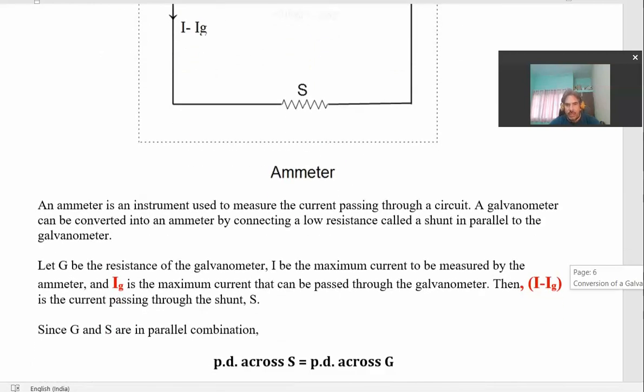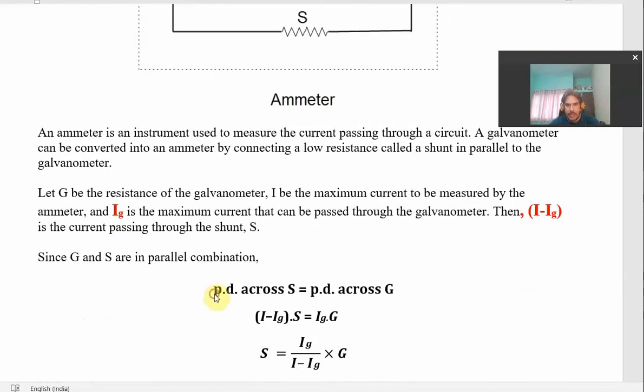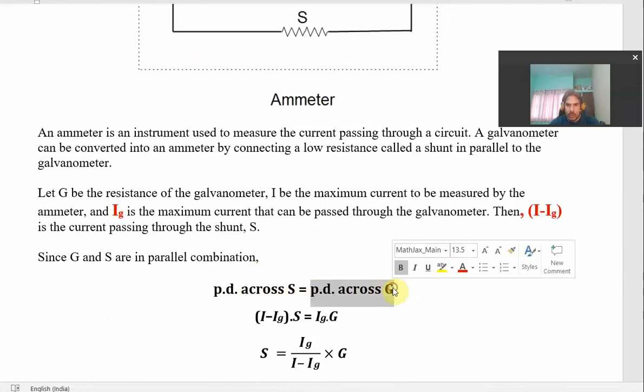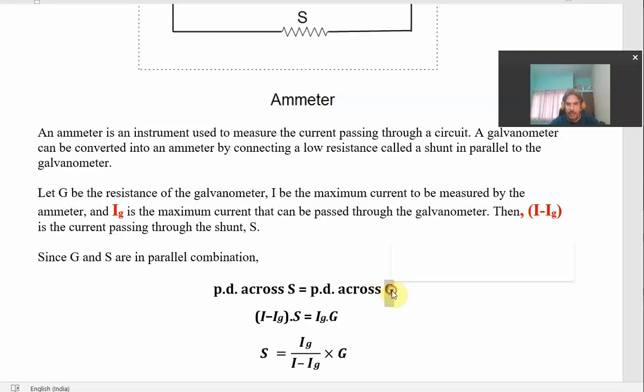So this is what we are understanding from here, and we are writing that the potential difference across S and the potential difference across G both will be the same, right? S has some value, and G, the resistance of the galvanometer, has some value, of course some high value. So according to Ohm's law, what is the potential difference across any resistance? It will be equal to the product of the current passing through the resistance multiplied by the resistance. V is equal to I into R. We are using the same principle here.